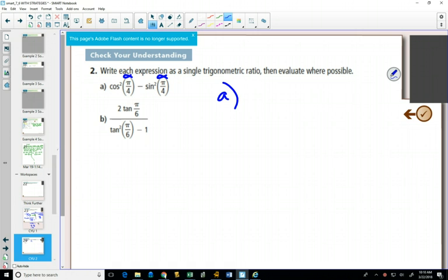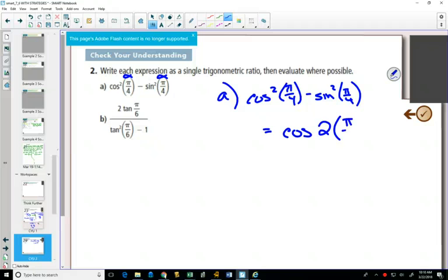So what we can do is we can take that expression, and we have the right side of the formula, and rewrite it as the left side of the formula. So here's our alpha, alpha, alpha. And since that formula is equal to cos 2 alpha, we get cos of 2 times pi over 4. You can now multiply 2 times pi over 4 and simplify it. That just becomes cos of pi over 2.